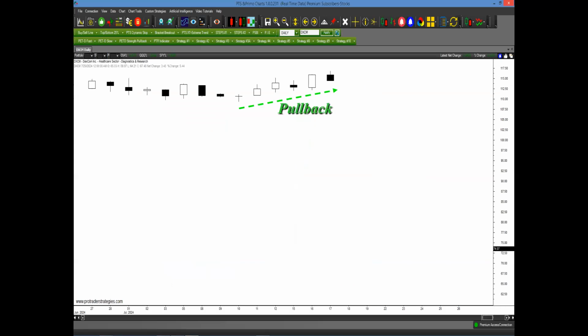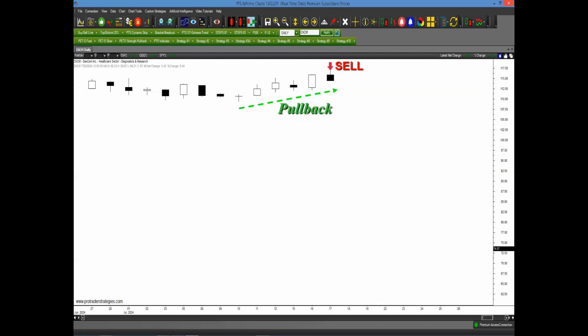Now, here's a pullback setup in DXCM, all right? Basically, we're going sideways to lower, and then here's the little bounce. That is not the beginning of a new uptrend. That is a selling opportunity. You click on strategy number 9, and you see if there are any signals that you can take advantage of. And yes, there was a sell signal on this day. This was in the middle to end of July last month.